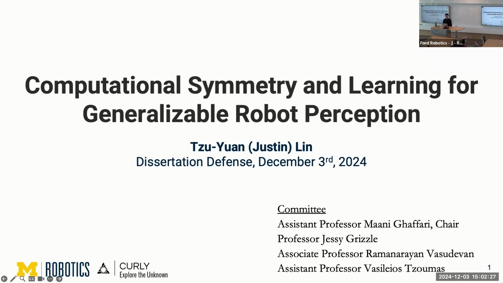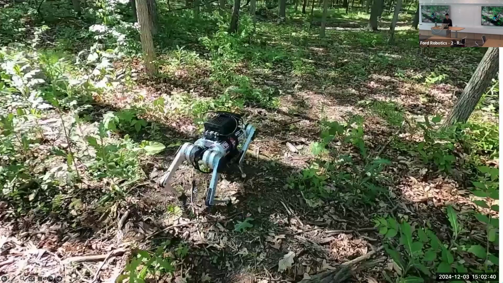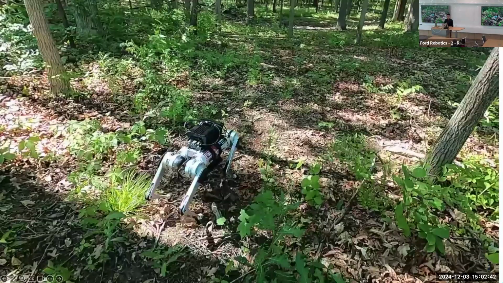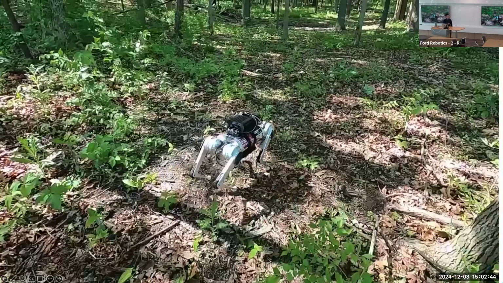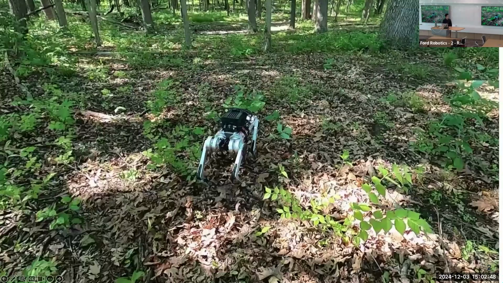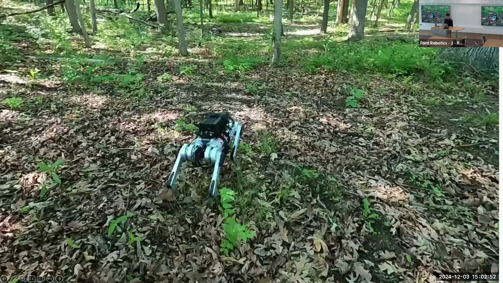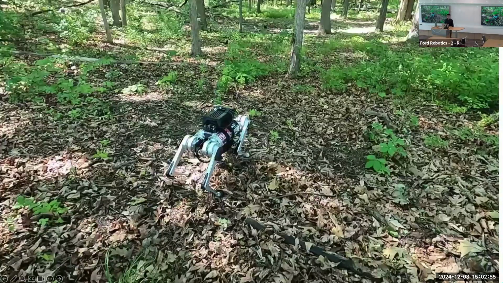Thank you, Mani, for the kind introduction, and thank you all for being here today. Today, I'm going to talk about computational symmetry and learning for generalizable robot perception. In the beginning of my PhD, we received this mini cheetah robot from Sangbae at MIT. At the time, mini cheetah was blind, so we built a sensor suite to put on top of mini cheetah. We hope that it can see the world and understand the world, and eventually, maybe it can autonomously navigate through the forest.